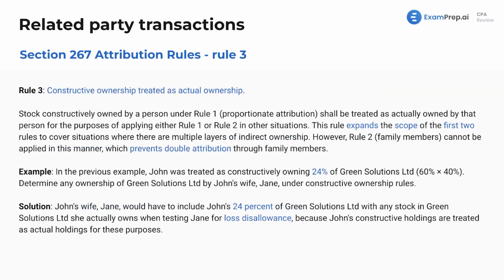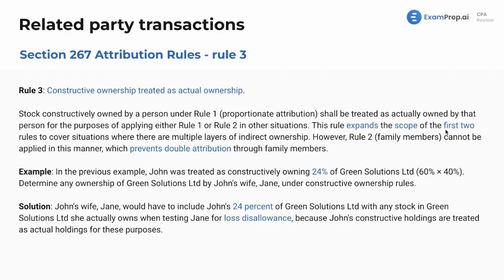All right, moving on to Rule 3, constructive ownership treated as actual ownership. Now, stock constructively owned by a person under Rule 1, which was the proportionate attribution, shall be treated as actually owned by that person for the purposes of applying either of the rules in other situations. So it's you constructively, meaning you don't actually own it, but it's treated for tax purposes as if you actually do own it for our Section 267 purposes.